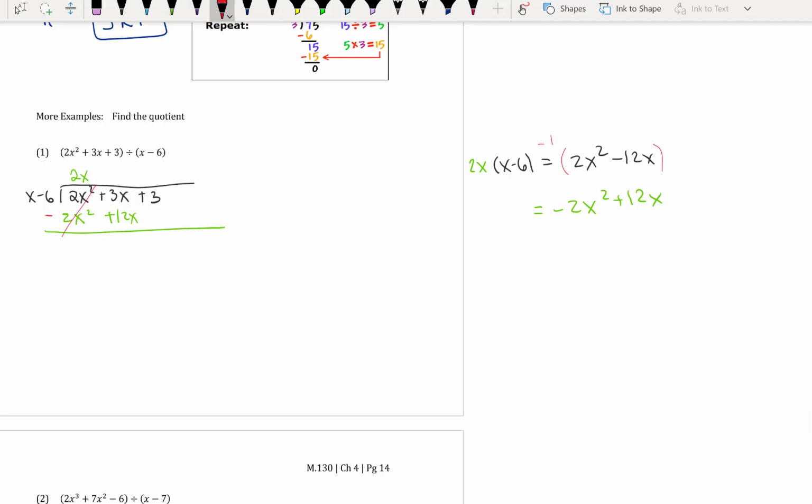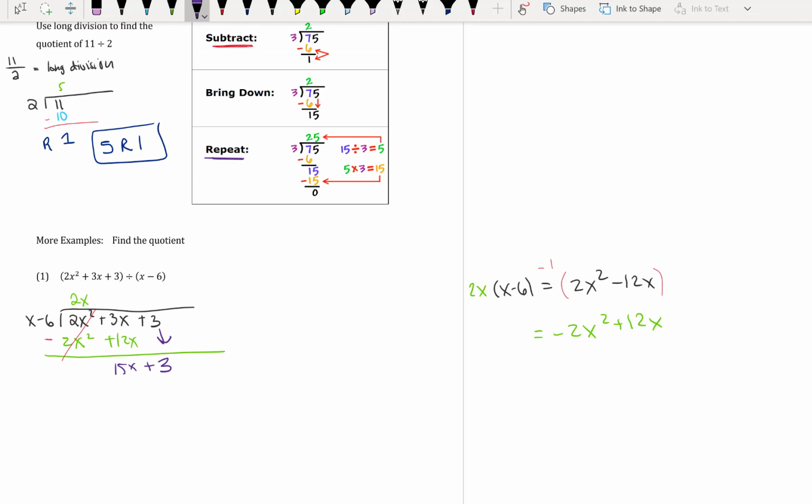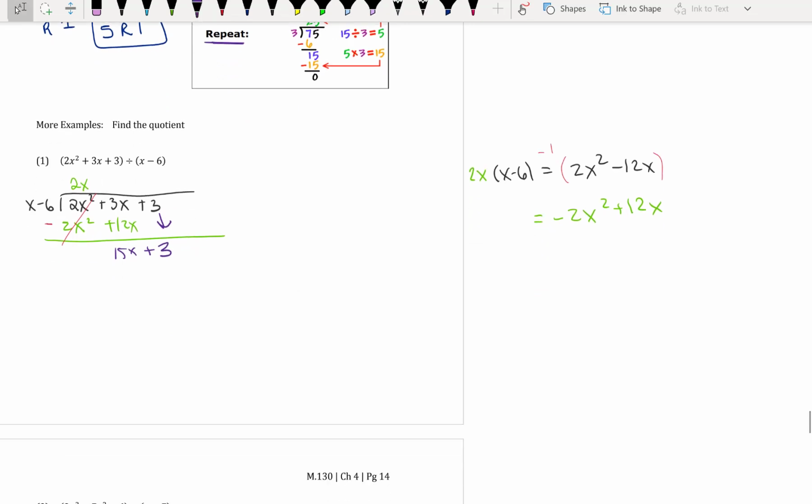So now the 2x squareds cancel, perfect. And I have 3 plus 12, which is going to give me a positive 15x. And I bring down the next number, which is going to be a positive 3. So now I repeat, right? So now I'm at the repeat section here. So now I say, okay, x minus 6, how many times does it go into 15x plus 3? Well, x times a positive 15 will give you 15x.